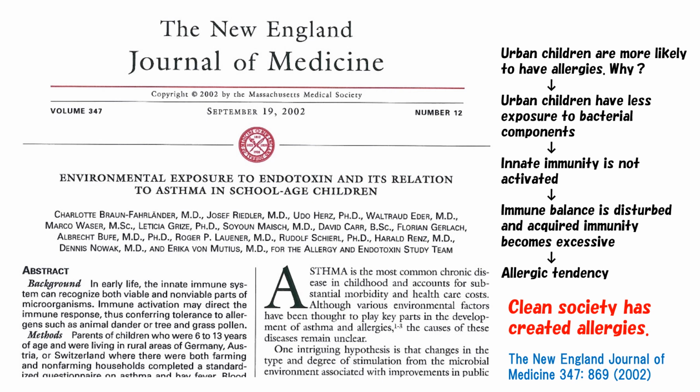Low levels of gram-negative bacteria also result in low levels of LPS. People in urban areas live in a clean environment with low levels of bacteria, therefore, the chances of being exposed to LPS, a bacterial component, are reduced. Then, innate immunity is not activated. The immune balance is disrupted, resulting in an overreaction of acquired immunity. Children become allergic.